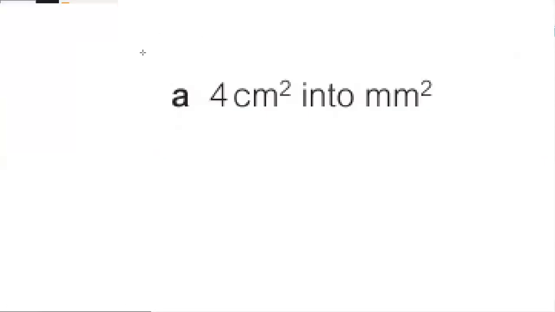So, first thing, let me show you this. We have 4 centimeters squared. We want to convert it into millimeters squared. So first, we write the 4 here. Let's make it bigger, like this. So I need to turn the 4 centimeters squared into millimeters squared. So this is a centimeter square, and I want to turn it into millimeter square. Let's put it here.